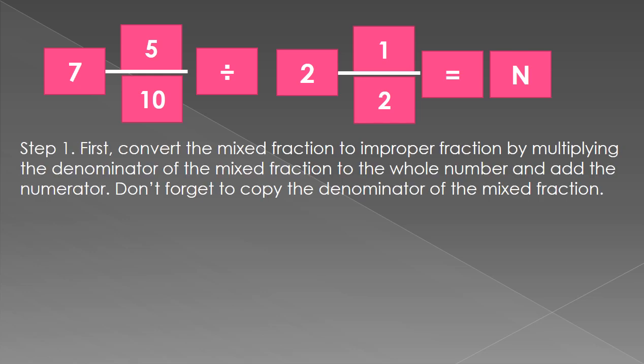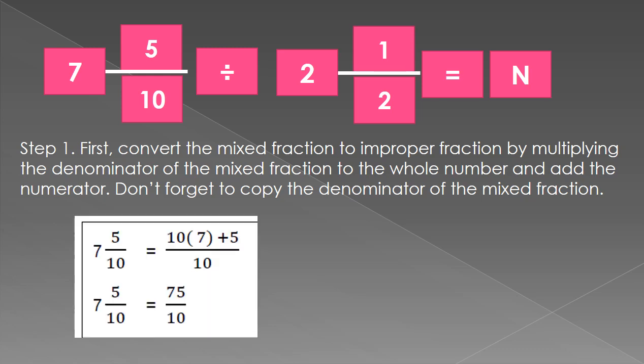So step number 1, first, convert the mixed fractions to improper fractions. Since 7 5/10 and 2 1/2 are mixed fractions, we are going to convert these to improper fractions. So meaning to say, we are going to multiply the denominator of the mixed fraction to the whole number and add the numerator, just like what we've learned from the past lessons. Okay, so after that, don't forget to copy the denominator of the mixed fraction.